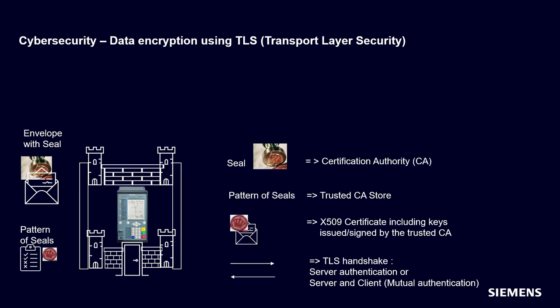And now let us have the analogy with the IT world for this old concept. The seal is in IT systems the certification authority, or abbreviation CA. The list with the seal patterns is a CA repository or CA store, the trusted CA store. The envelope with the encryption key is a so-called X509 certificate issued by one of the trusted CAs. In case the two partners request a certificate, this mechanism is called mutual authentication or client-server authentication.